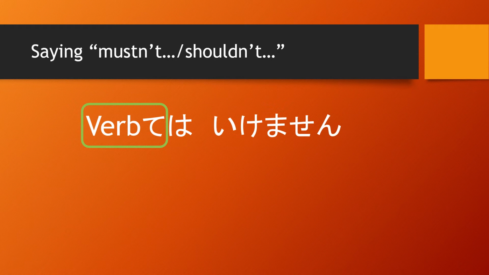It involves the verb in a te form. So whatever you're telling people you shouldn't do, you have to change that into the te form, followed by a wa particle, the wa marker. The wa is for emphasis. You're saying as for this action, you're emphasizing the action, and then you tell them it is not good. Therefore, you mustn't do it, and you shouldn't do it. So in the future, I'll be referring to this grammar structure as the te wa ikemasen form.